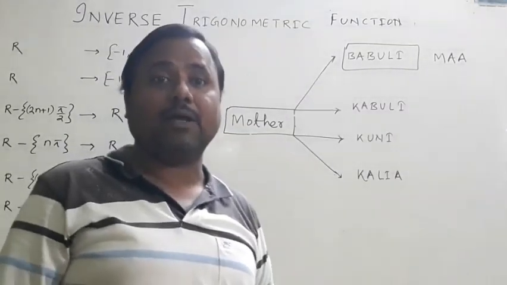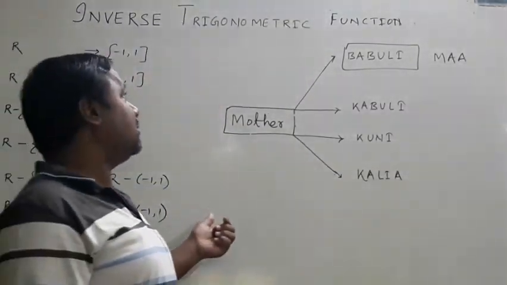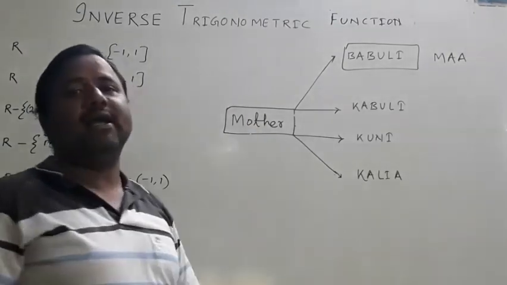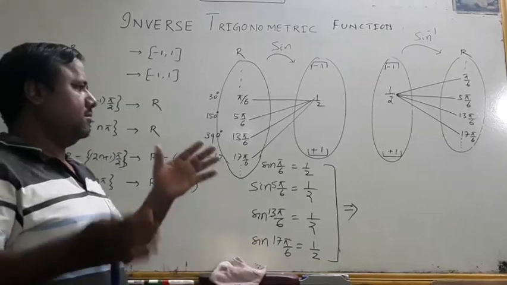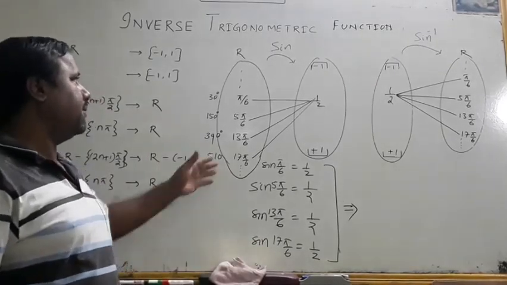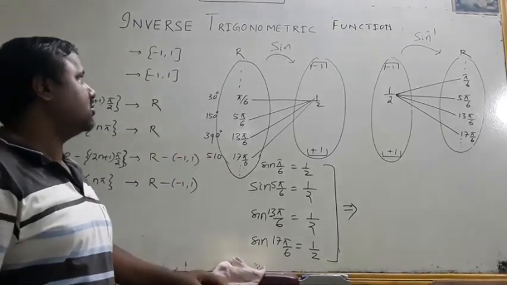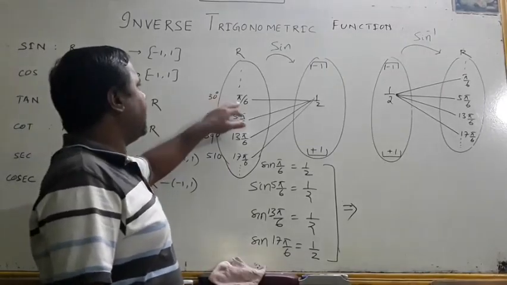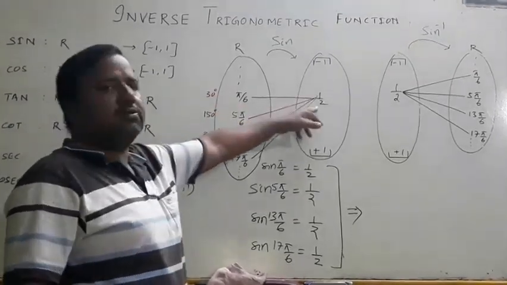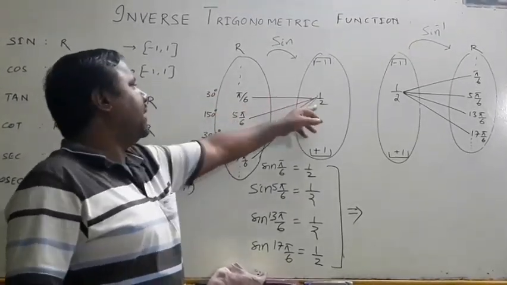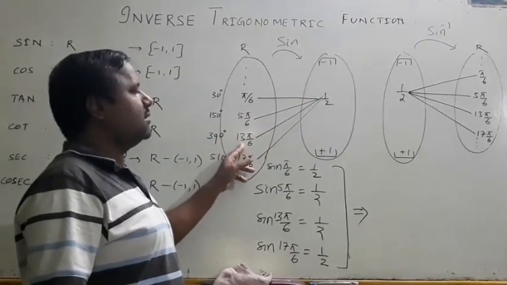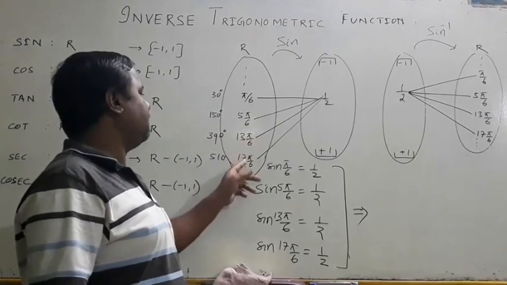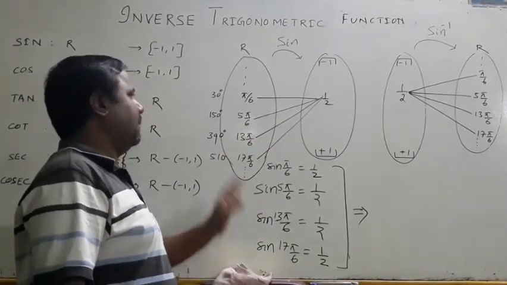That is our inverse trigonometric function. The same thing will arise. Now I am giving an example of this trigonometric function. We know sin pi by 6, means 30 degree, value is half. Sin 150 degree is half. Sin 390, or 13 pi by 6, is half. 17 pi by 6 is also half.